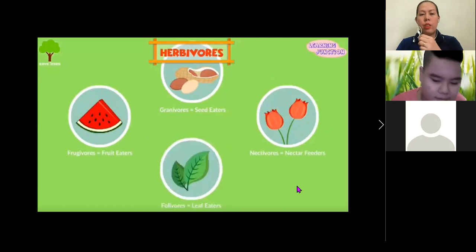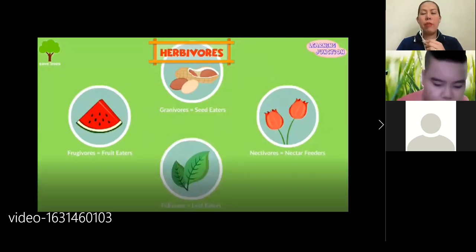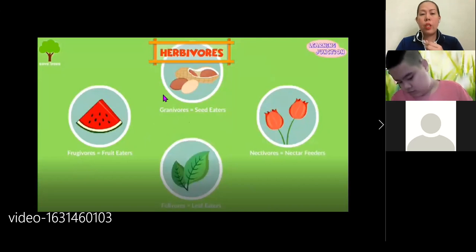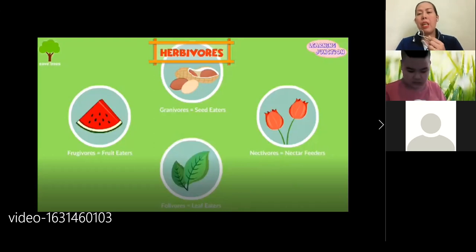Yes. Okay. So it says that herbivores can be classified into 4 groups. There are the fruit eaters or the frugivores. There's the seed eaters, which are the granivores, the nectar feeders, which are the nectivores, and the leaf eaters, which are called the folivores. You can copy and write also in your notebook or in your books, for additional information.